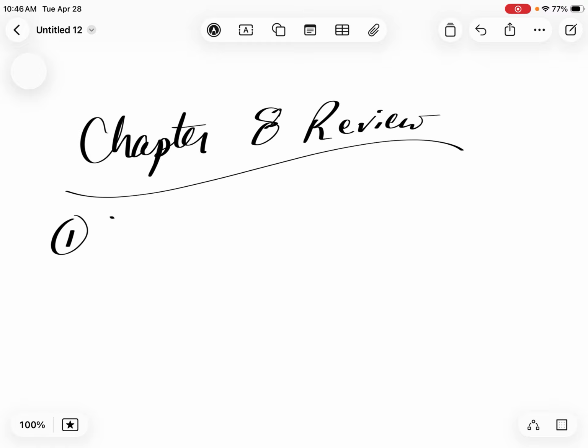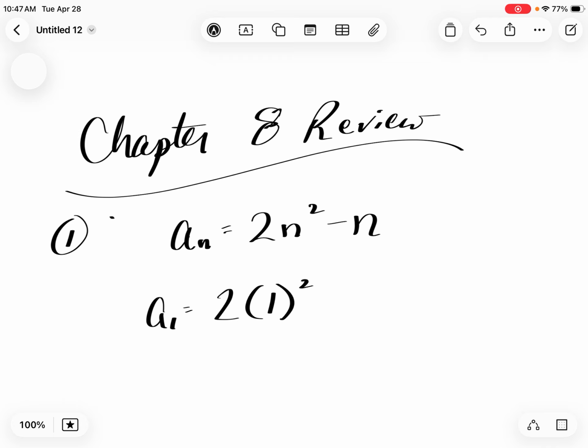Okay, number 1. It says find the first 6 terms and the 6th partial sum of the sequence. So not all of the partial sums, it just wants the 6th one. So it says 2n squared minus n. So a1, you're putting in 1. So 1 squared is 1, times 2 is 2, 2 minus 1 would be 1.